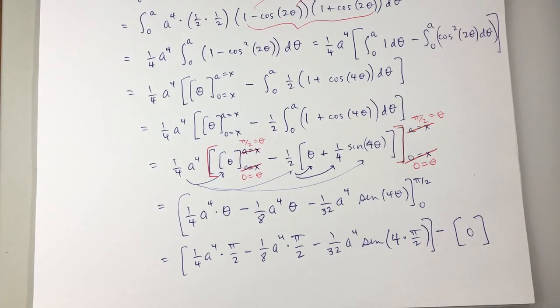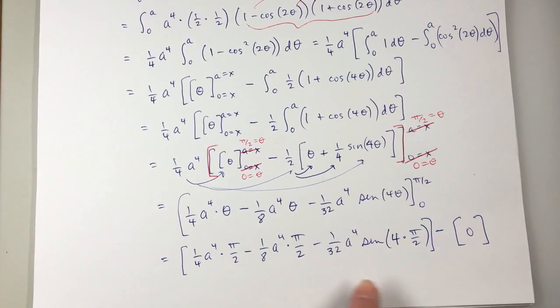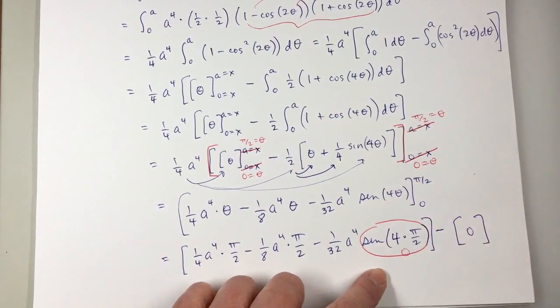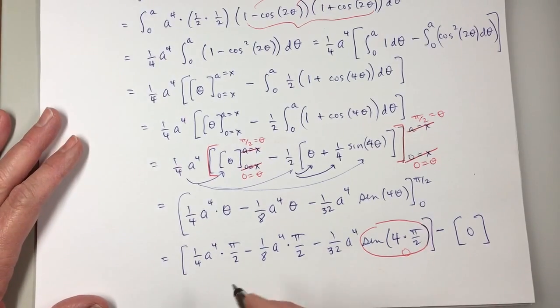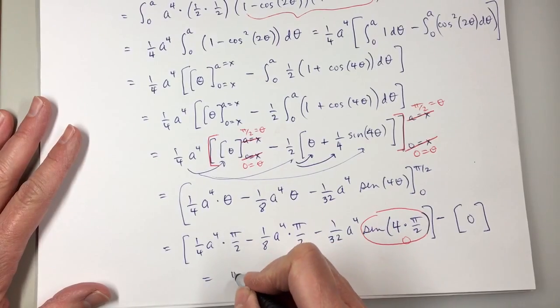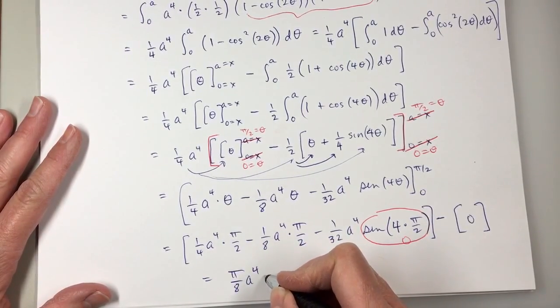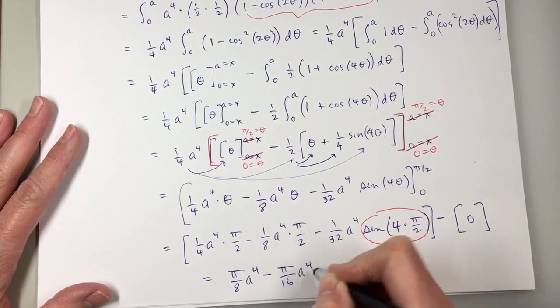So what about right here? This is the sine of 2 pi. That's going to be 0, the sine of 2 pi. So we're only left with this. I can clean it up a little bit, but pi over 8, a to the 4th, minus pi over 16, a to the 4th.